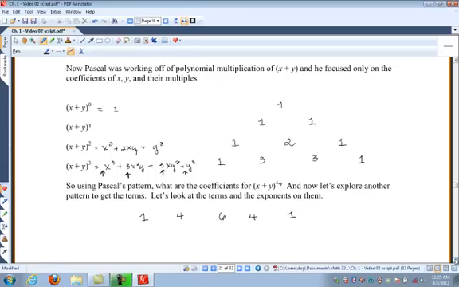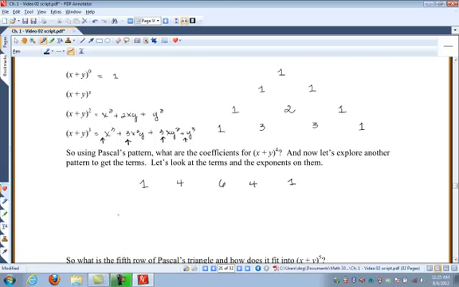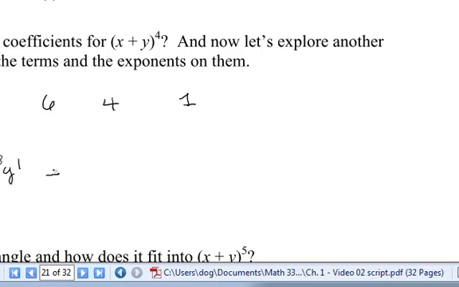Let's look at the pattern. So this will be 1x to the 4th, y to the 0, plus 4x cubed y to the 1, plus 6x squared y squared. Do you see the pattern I'm putting on the exponents too? 4x to the 1, y cubed, plus 1x to the 0, y to the 4th.